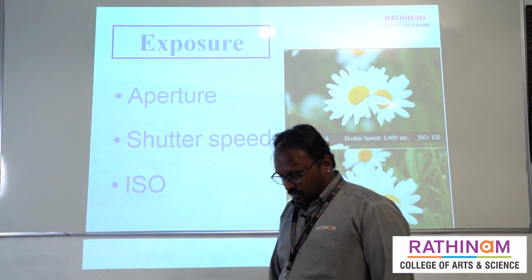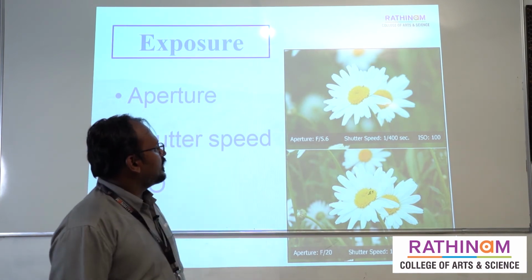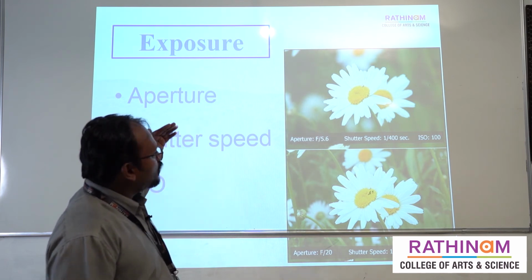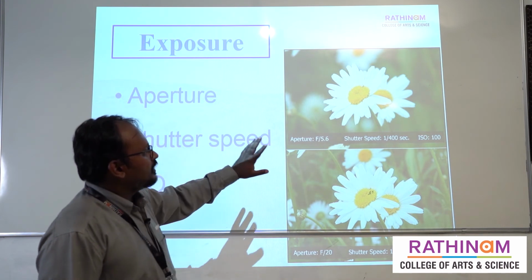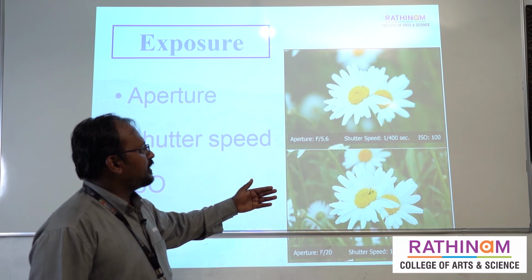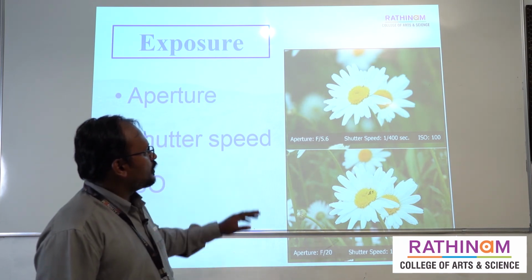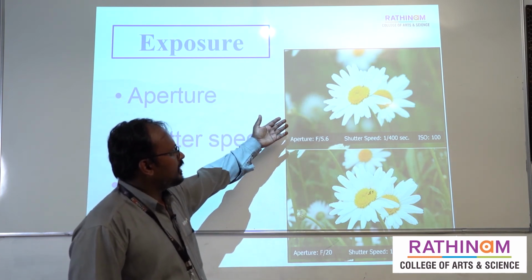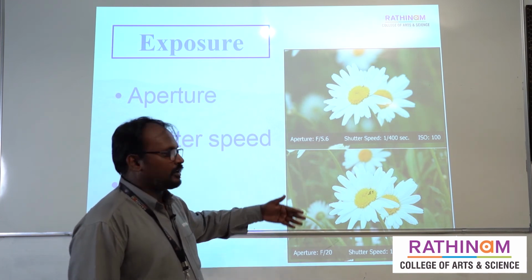This is the second one, the CELL. See, already we have seen composition. Now it is exposure. Exposure is aperture, shutter speed, ISO. So with these three things we can control the exposure. See, the aperture is 5.6, shutter speed is 400 per second and ISO 100. So what is the difference between these two photographs? The background of the picture is blurred here. Here the background of the picture has some clarity.